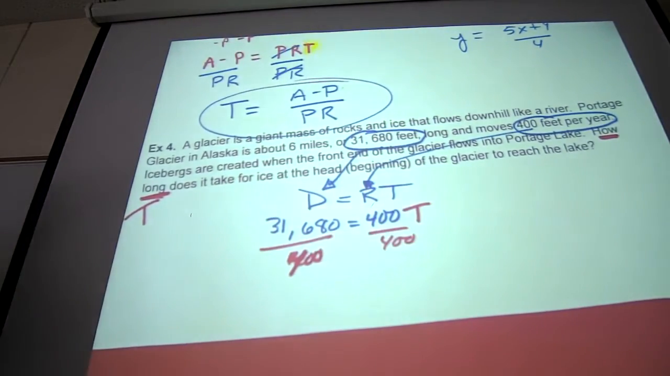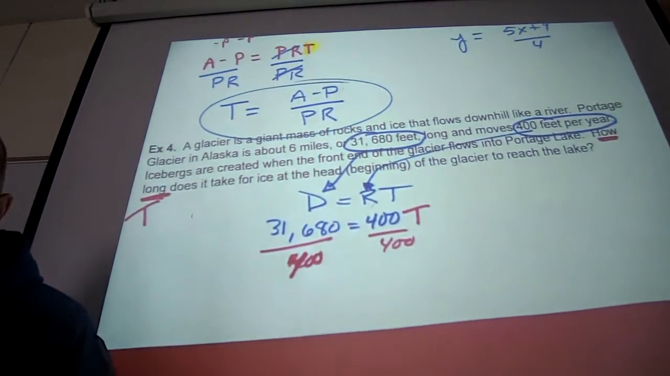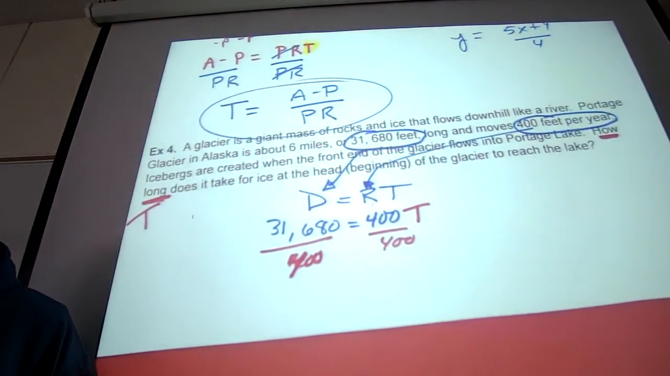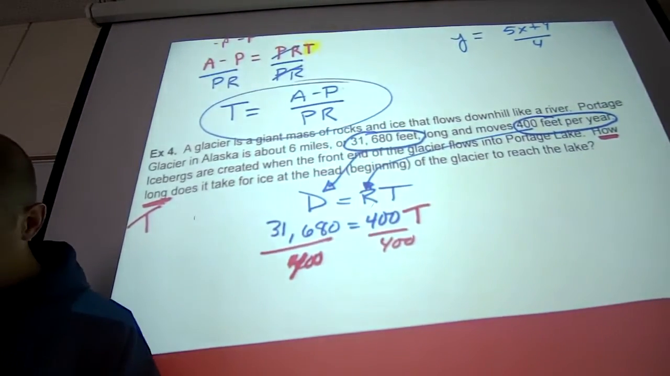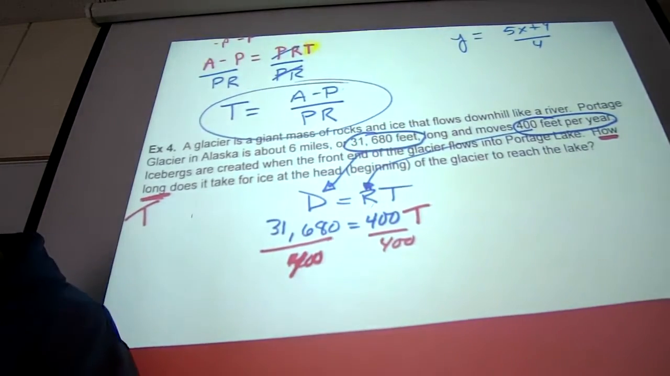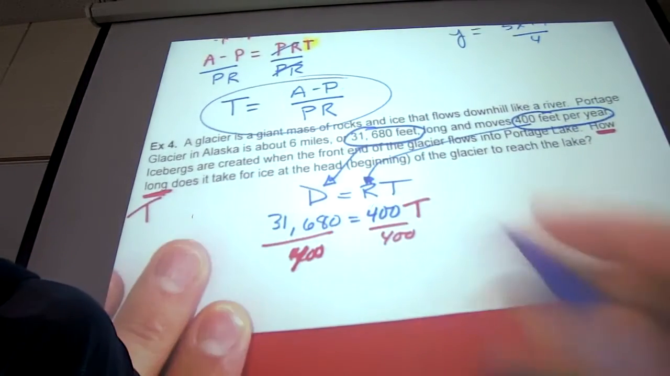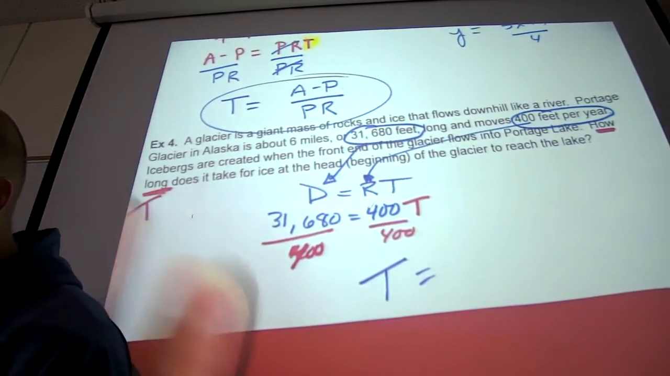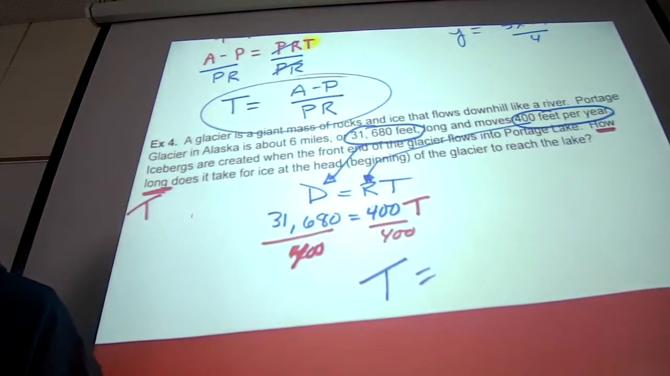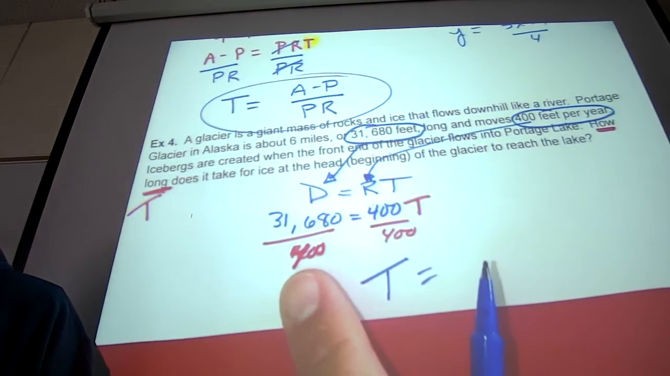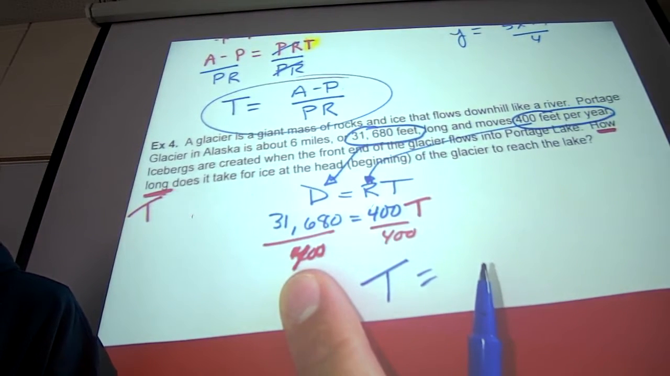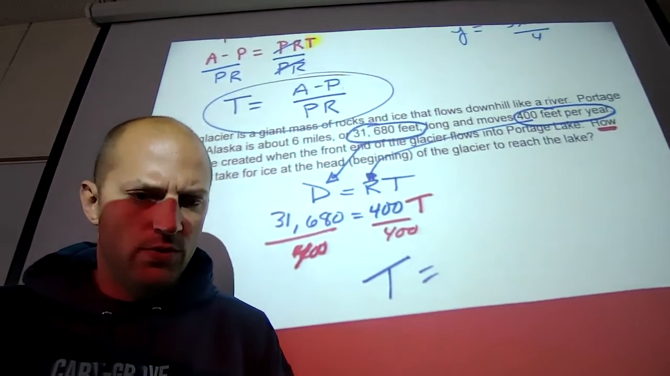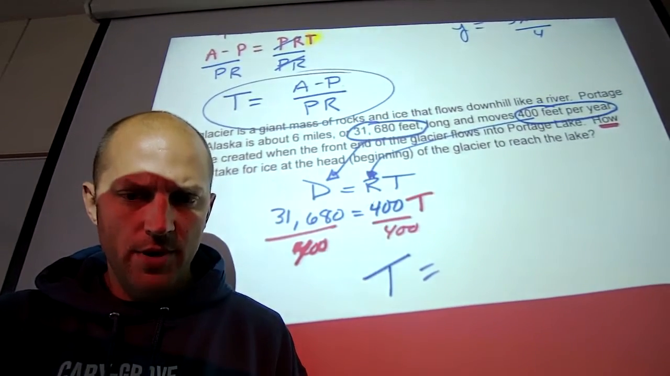31,680. Oh my gosh, big number. 31,680 divided by 400. How many years is it going to take, y'all? What'd you guys get? Calculators, mount up. What do you got?